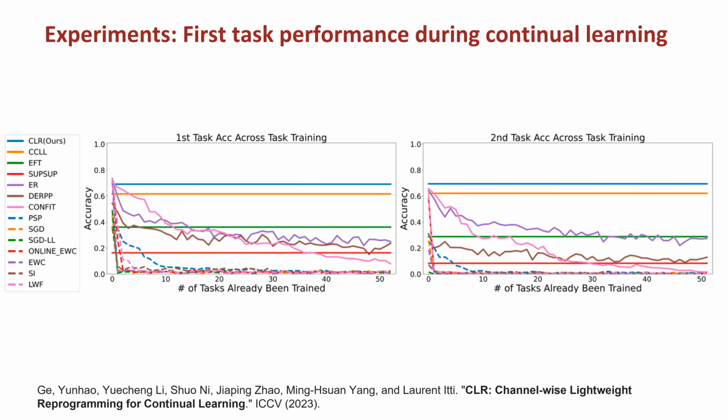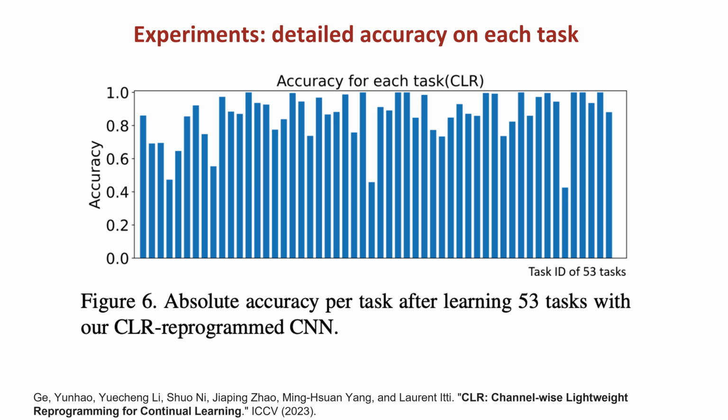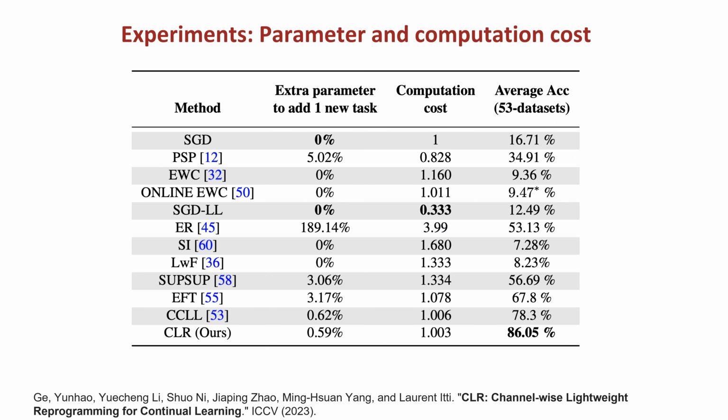Here, we present the performance matrix for the initial two tasks. The key takeaway is that our method exhibits no decline in performance across these tasks. Additionally, we provide the final performance matrix for all 53 tasks after the learning process is complete. We also present a comparison of the memory and computational costs of our method relative to existing baselines.